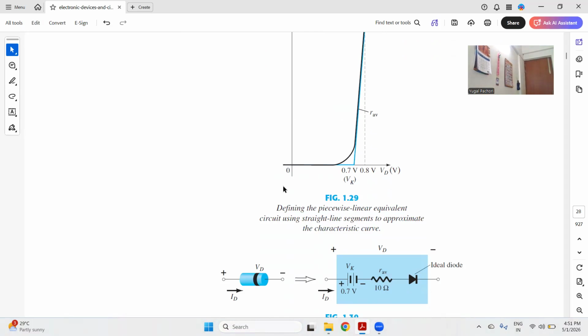And as you can see in the graph, there are three conditions shown over here. One is the symbol of the diode. As you can see, the symbol of the diode.